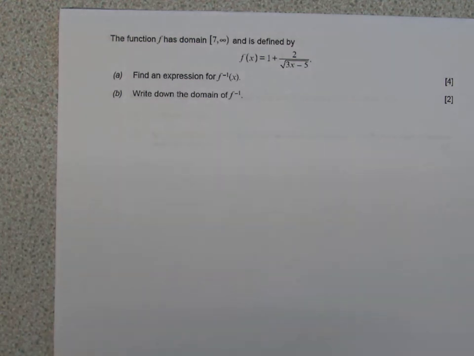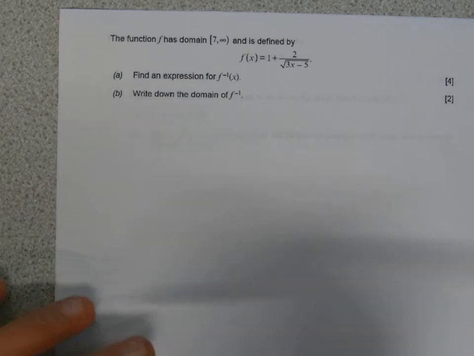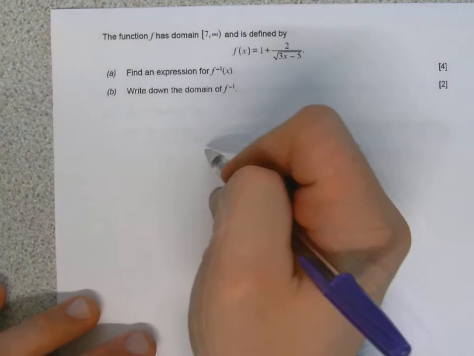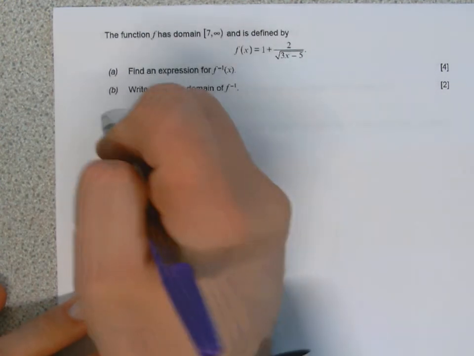Okay, the function f has domain 7 to infinity, and is defined by f of x equals 1 plus 2 over the root of 3x minus 5. Find an expression for f to the minus 1 of x. So we need to find the inverse function, okay?